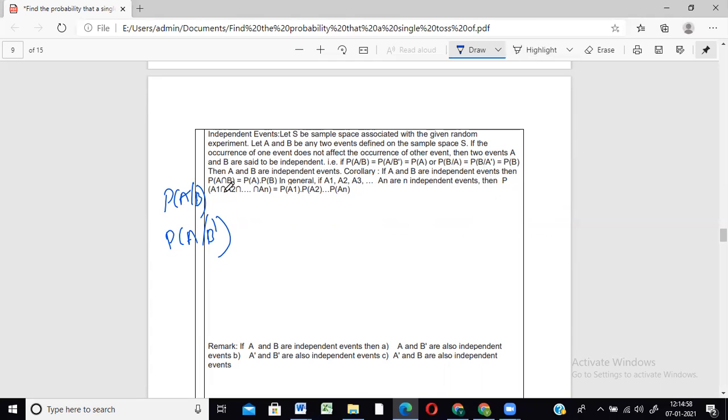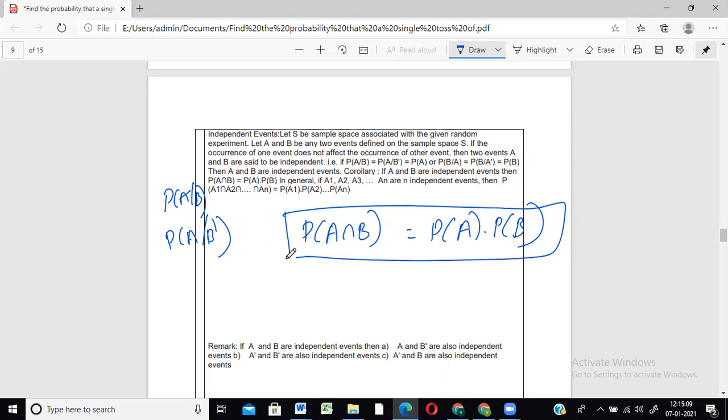Then probability of A intersection B, please understand this formula. A intersection B will always be equal to probability of A into probability of B. When they are independent, this is the formula for independent events. This is only when you have two events, no? But if you have more events, A, B, C, D, and so on. We have so many events which are independent of each other. The same rule will apply.